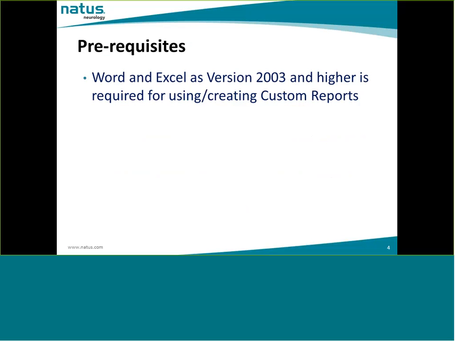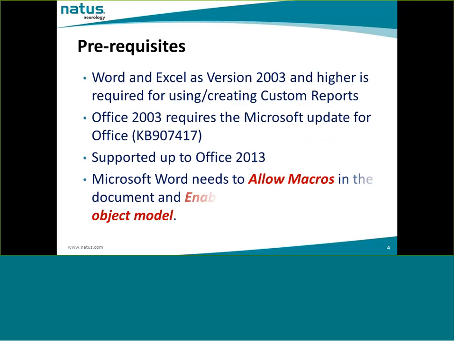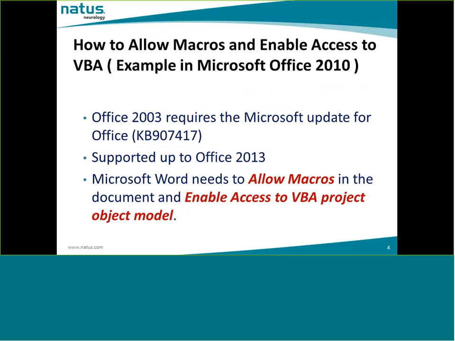First and foremost, Word and Excel as of version 2003 and higher are required for using or creating the custom reports. But for Office 2003, it will require a Microsoft Office update. Up to now, RemLogic custom reports are supported up to Office 2013. And for the settings in Microsoft Word, you will need to allow macros in the document and enable access to the VBA project object model. I will show you later how we go about it.